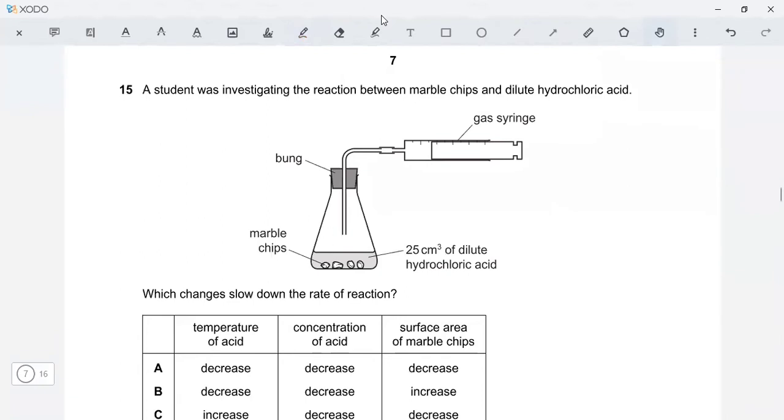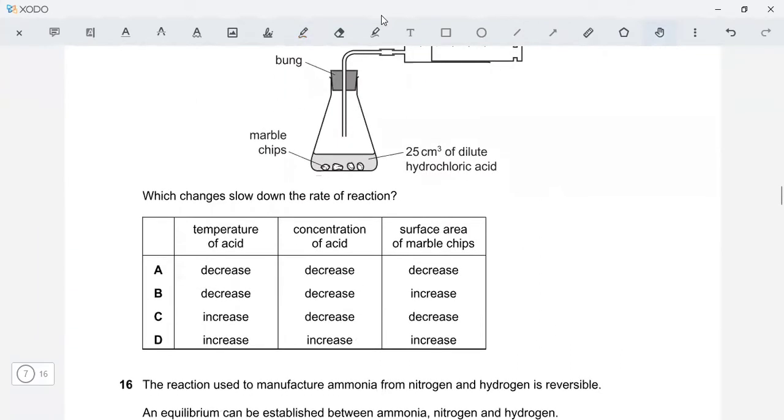A student was investigating the reaction between marble chips and dilute hydrochloric acid. Same calcium carbonate and HCl. Okay, CaCO3 reacts with hydrochloric acid. Now, which changes slow down the rate of reaction? Temperature, concentration, surface area. You know these three are the factors the rate of reaction depends on. If you increase them, the rate of reaction will definitely increase because they're directly dependent. If you decrease them, then the speed of the reaction also decreases. So look at which changes slow down the reaction, meaning what will make the reaction rate slower.